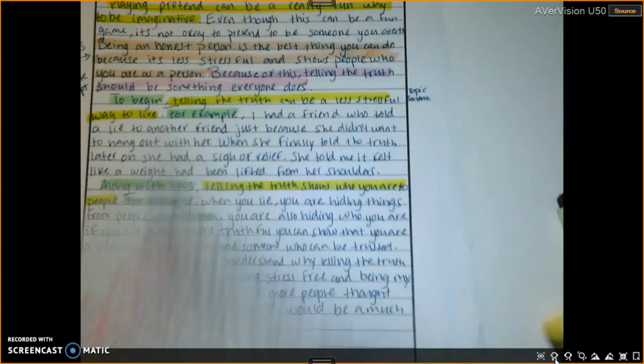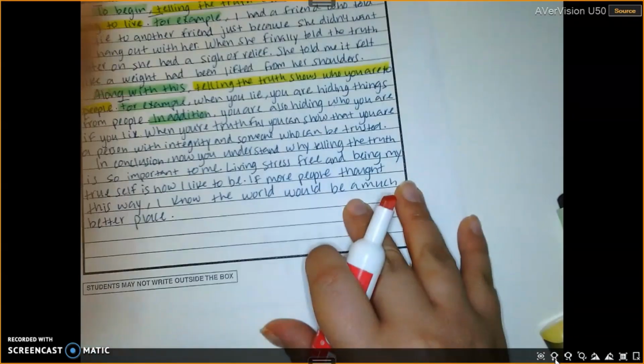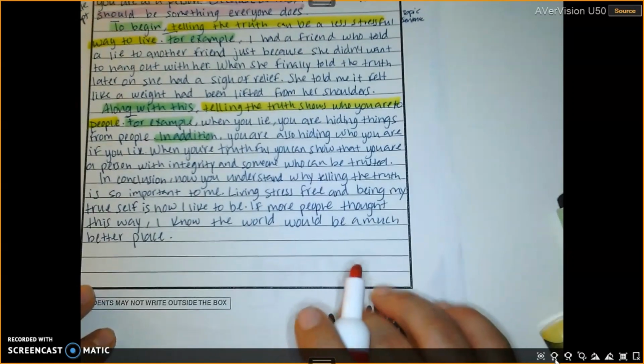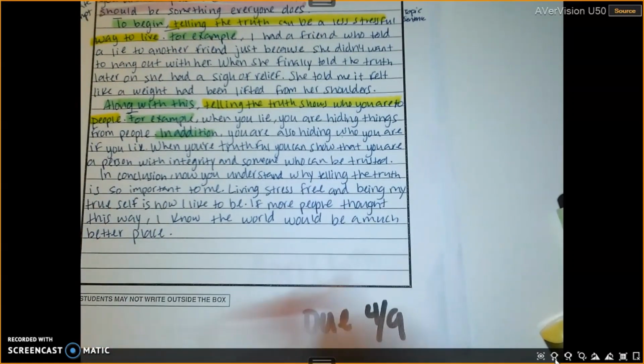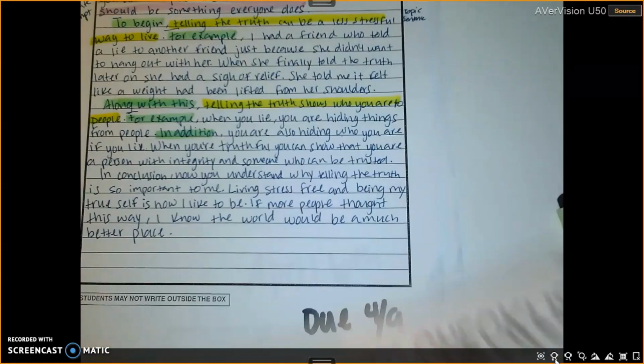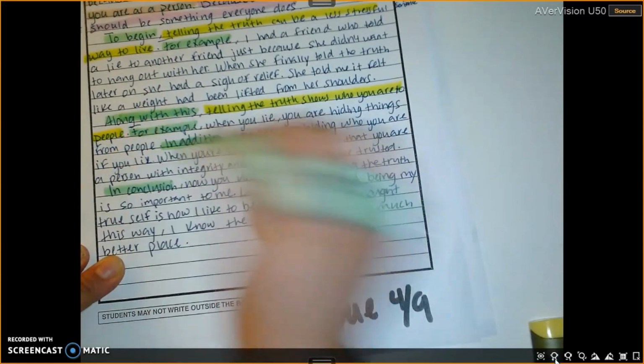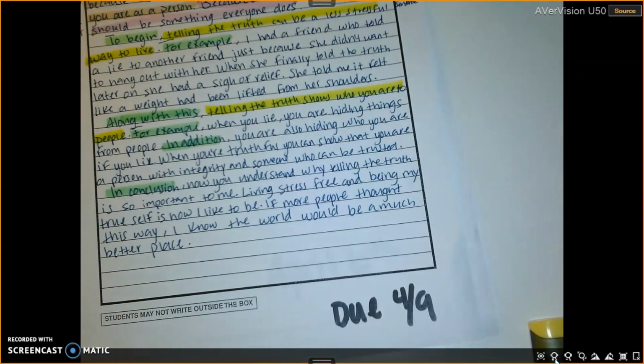Let's look at the fourth paragraph. Let me move this. There. Okay. Did I indent? Yes. I get my indention. Did I use a transitional phrase? Yes. So let me highlight it. In conclusion. So I get my transition word check.